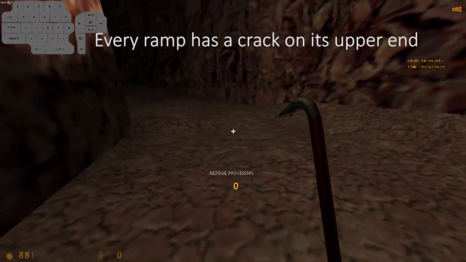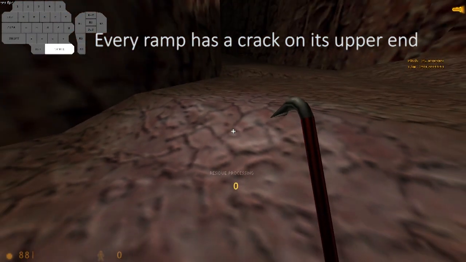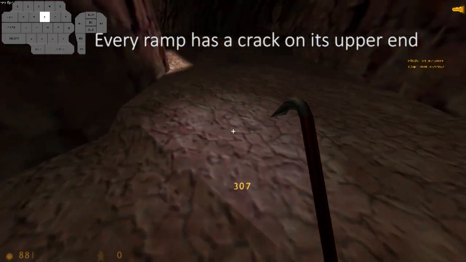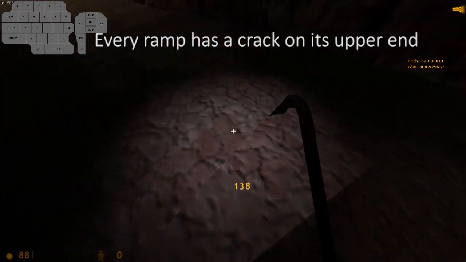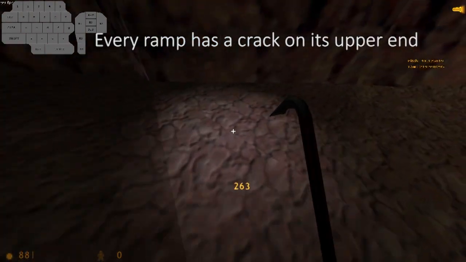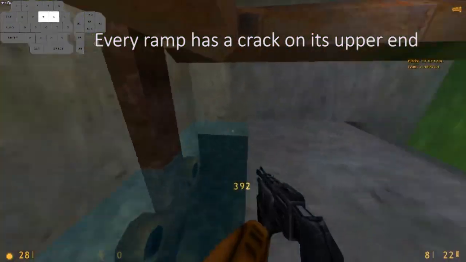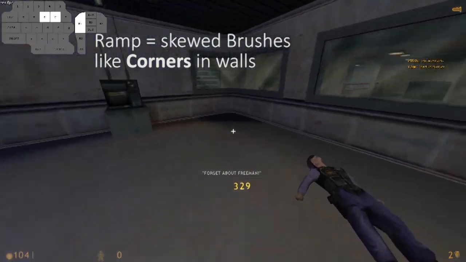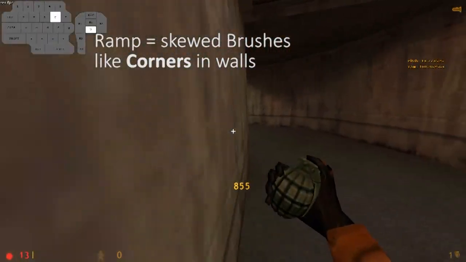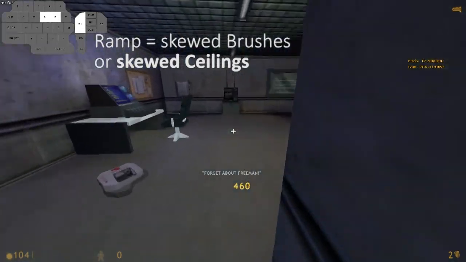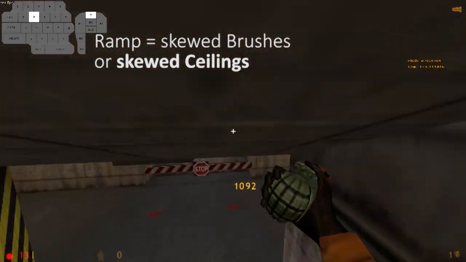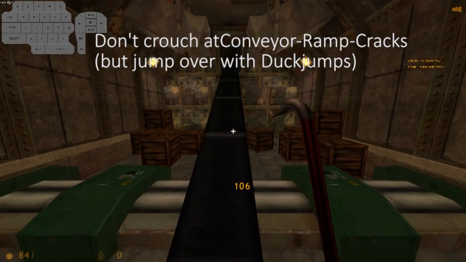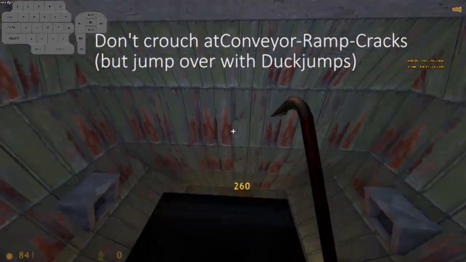Every ramp has a crack on its upper end. The reason for this is an uneven transition between the end of the ramp and the adjacent floor part, or brush, which is an elemental building piece of the collision-based 3D world. Especially when hitting them with speed, the game takes the slightest height difference and makes it affect the player like hitting a wall. The best way to overcome ramp cracks is to lift your feet, for instance with duck jumping or crouching mid-air, to prevent the player from hitting them.